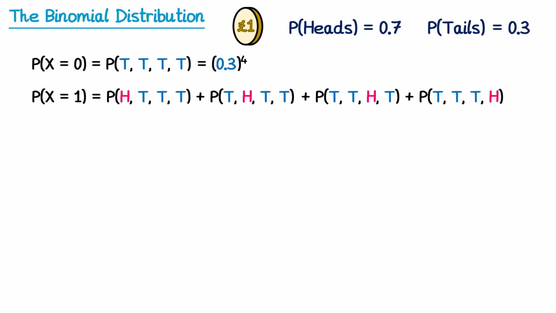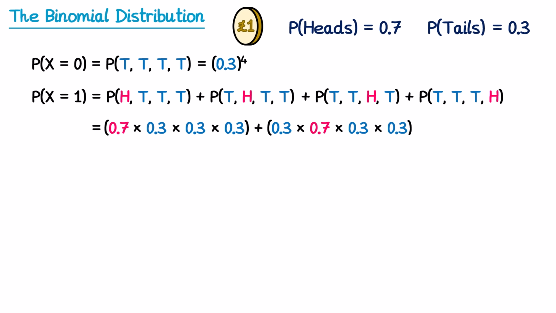So for the first one, we're going to start with heads this time, which has probability 0.7. Then the second throw is tails, so it's multiplied by 0.3 again. And so are the next 2 throws, so 0.3, 0.3. For the second one, we start with tails, so 0.3. Then we have a heads, so 0.7, and then 2 more tails, so 0.3, 0.3. For the third one, it's tails twice, so 0.3, 0.3, then we have the heads, 0.7, and finish with tails, 0.3. And for the final one, it's tails, tails, tails, so 0.3, 0.3, 0.3, and finally heads, 0.7.